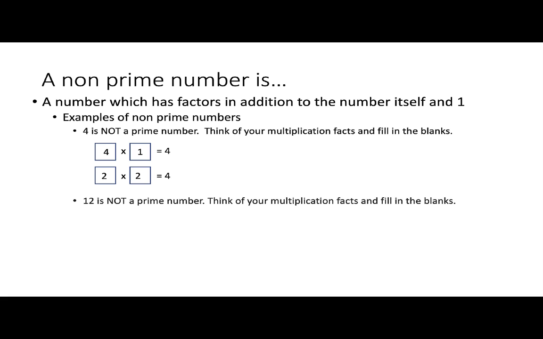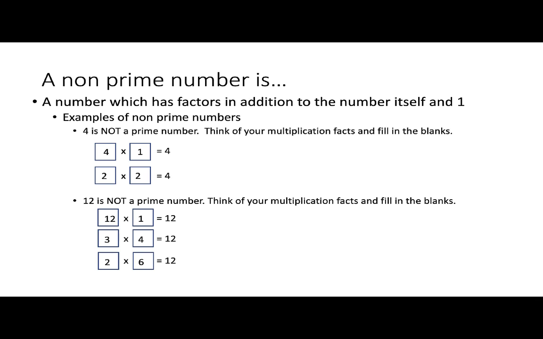How about this one? 12. 12 is not a prime number. Think again about your multiplication facts. What factors can you think of that multiply to 12? Well, you probably thought of 12 and 1. What else? How about 3 and 4? 3 times 4 is 12. All right, there's a third one here: 6 and 2, right? 2 and 6. So because 12 has other factors besides itself and 1, 12 is not a prime number.